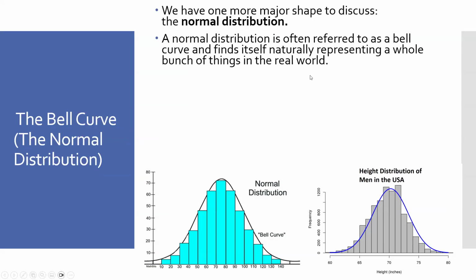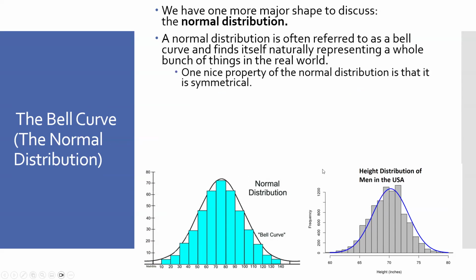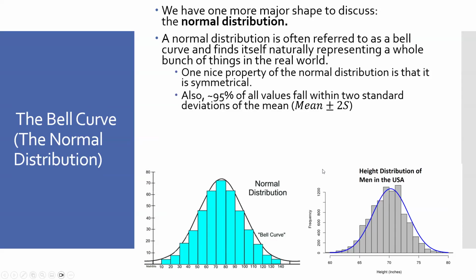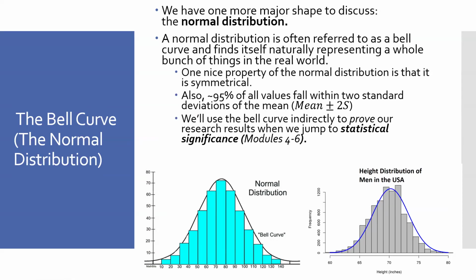It's often referred to as the bell curve because it looks like a bell or a mound-shaped curve. And it finds itself naturally representing a whole bunch of things in the real world, like heights and distribution of men in the USA. Looks fairly bell-shaped. One nice property is that it's pretty symmetrical and that about 95% of all values fall within 2 standard deviations from the mean. The mean plus or minus 2s, or 2 standard deviations. We'll use the bell curve indirectly when we go ahead and prove our research results and jump into statistical significance. But for right now, just an introduction of the bell curve, it's an important one.